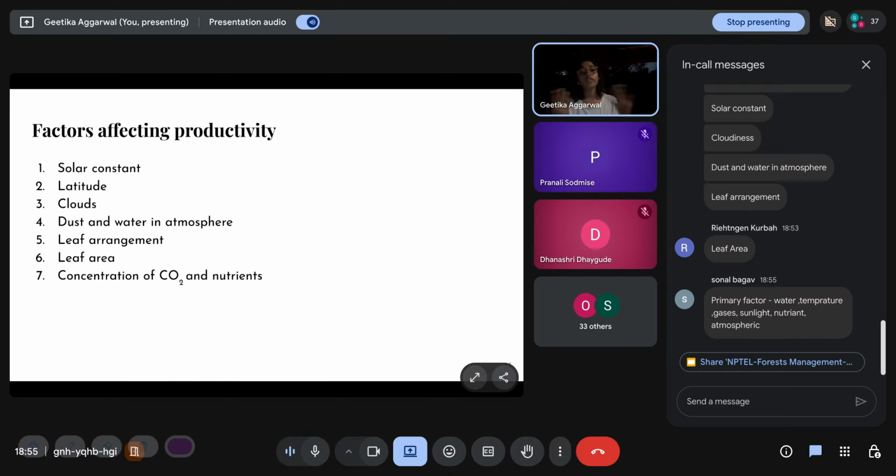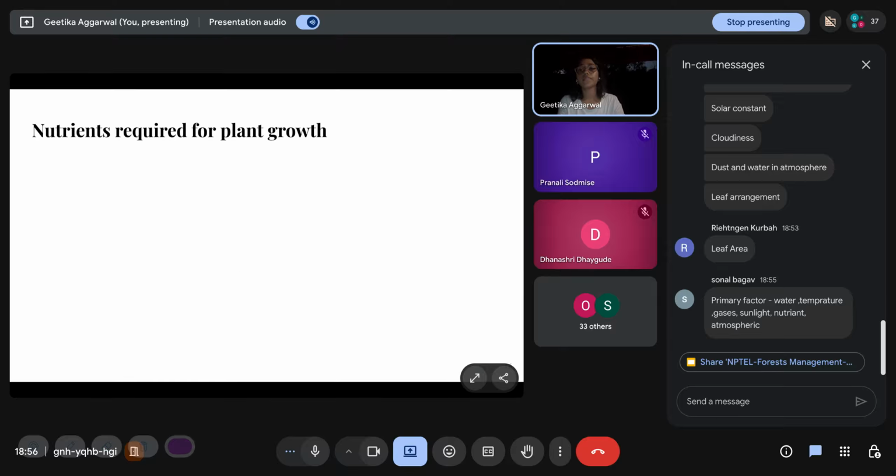Area of the leaf, plants which have bigger leaves or huge area, then they will have higher productivity compared to plants with very small leaves. And then concentration of carbon dioxide and nutrients. If there's high carbon dioxide, high nutrients, then of course productivity will be higher because there's a lot more carbon dioxide available for the plant to fix, right? So these are different factors that affect the productivity.